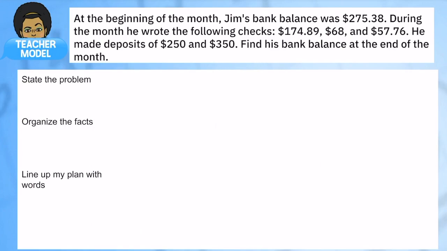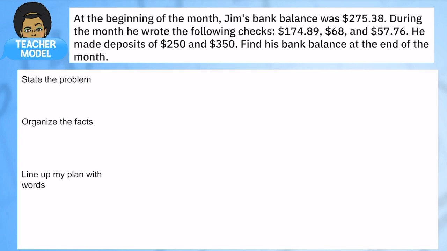At the beginning of the month, Jim's bank balance was $275.38. During the month, he wrote the following checks: $174.89, $68, and $57.76. He made deposits of $250 and $350. Find the bank balance at the end of the month. Lots of different numbers here. Let's see, 1, 2, 3, 4, like 6 different sets of numbers. So there are multiple things happening and we're going to have more than one operation.